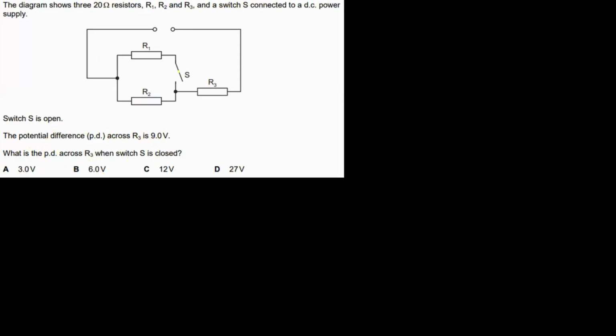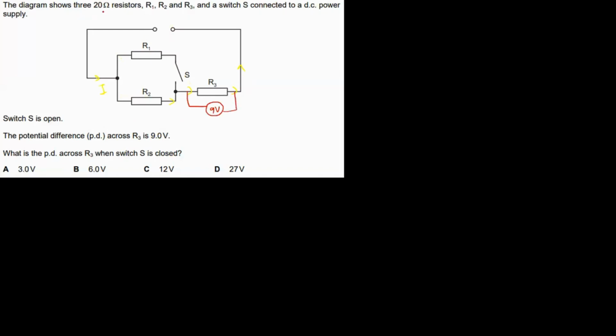So when switch S is open, the current will move through R2 and R3, and it will reach the other terminal. The current will not go to the R1 resistor because the switch is open. Now, this is the path the current follows. They have already said that the potential across R3 is 9 volts.